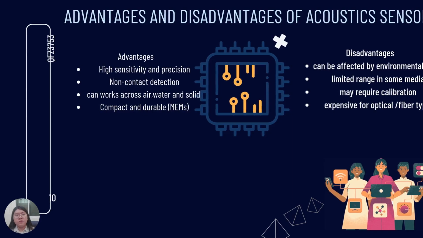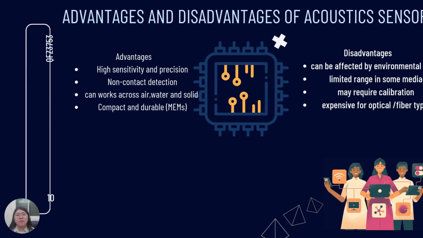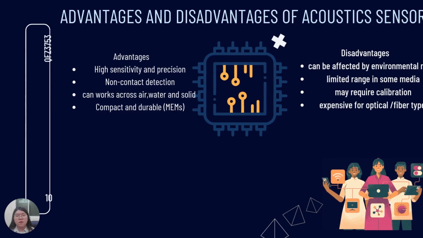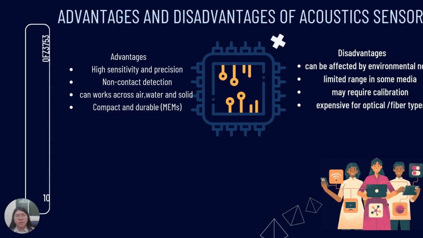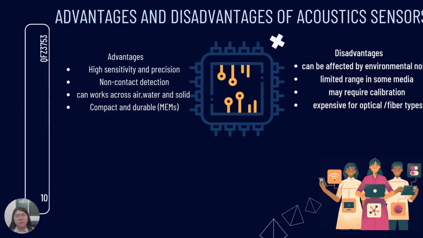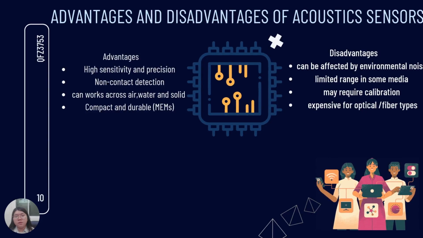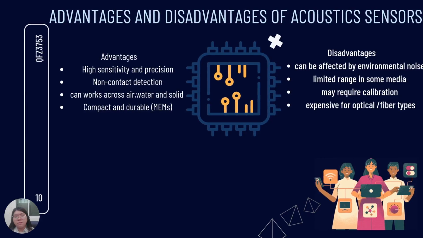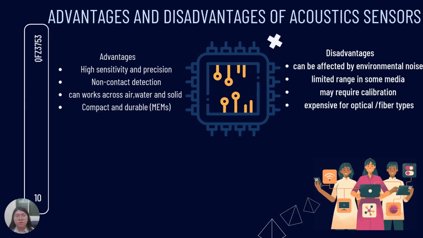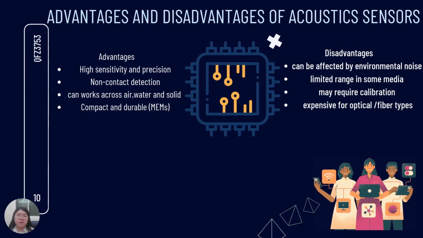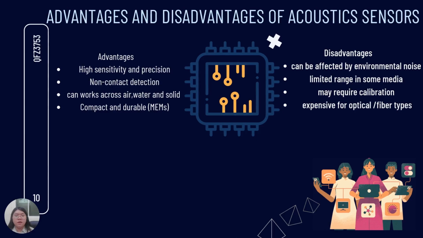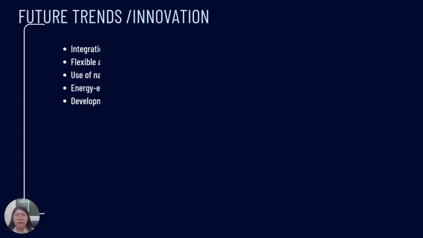For the disadvantages, it can be affected by environmental noise, so we have to make sure that we do not have much noise before we use it. It has limited range in some media. It may require calibration before use to get accurate and precise results. It is expensive for the optical or fiber types.